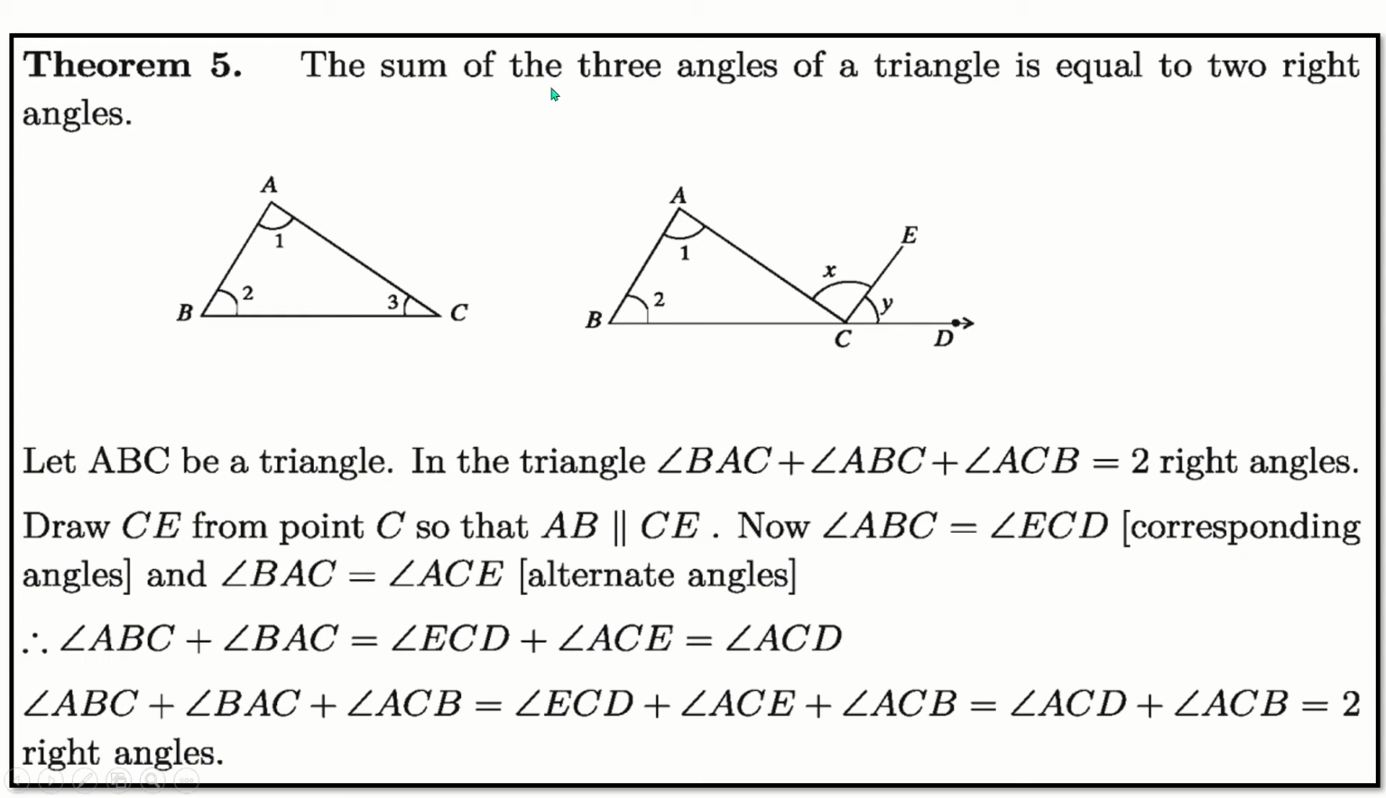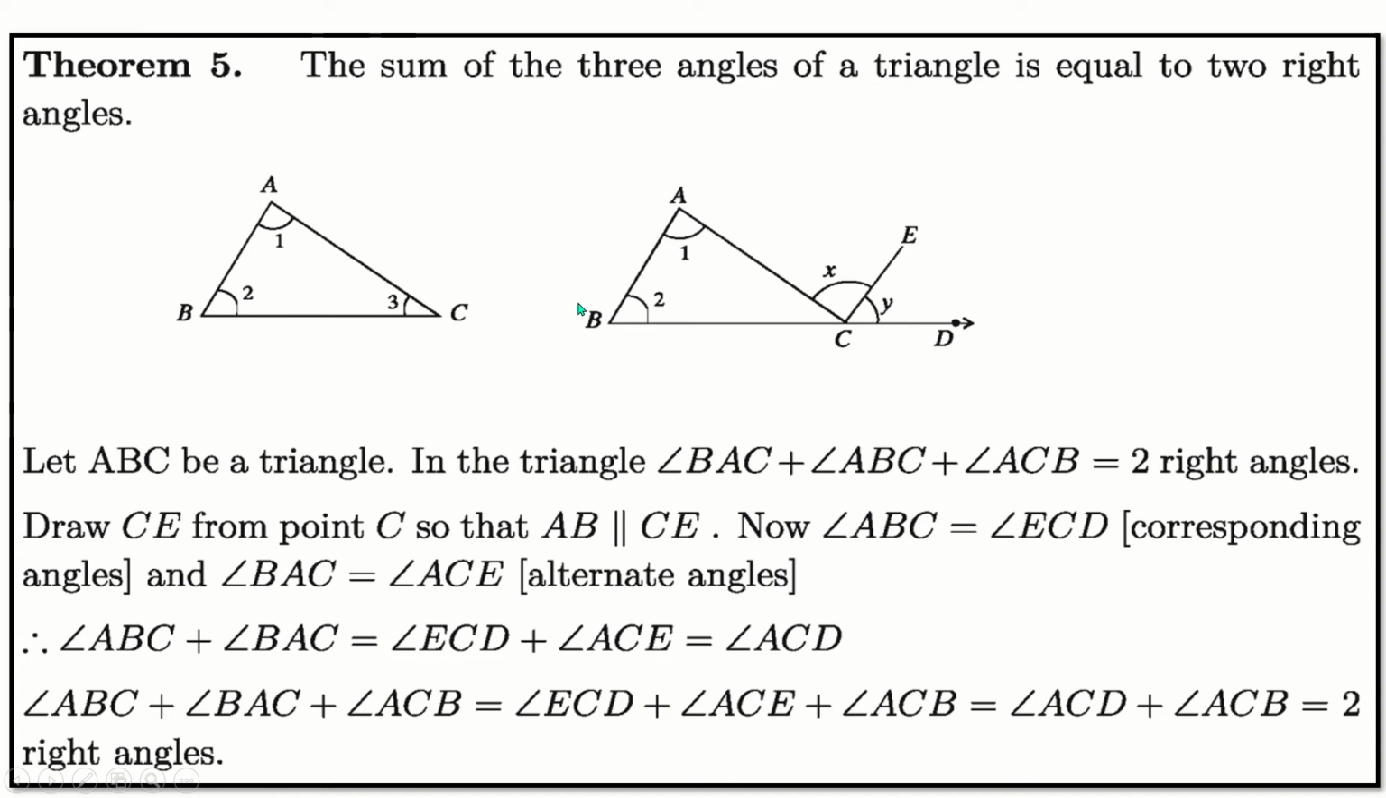Theorem 5: the sum of the three angles of a triangle is equal to 2 right angles. That means angle BAC plus angle ABC plus angle ACB is equal to 2 right angles. We have to prove this. Construction: draw CE from point C so that BA or AB is parallel to CE.